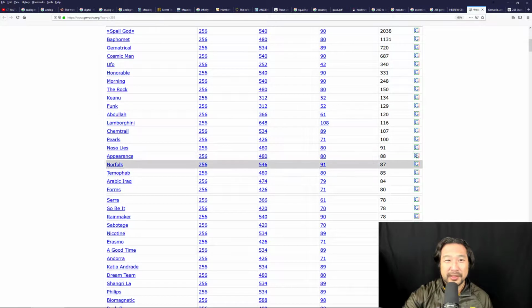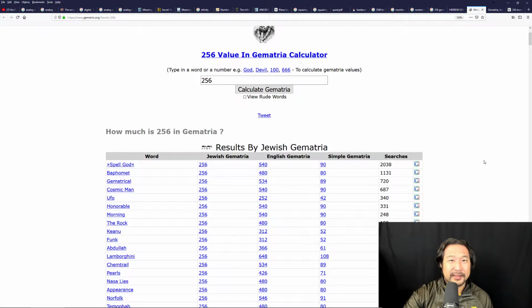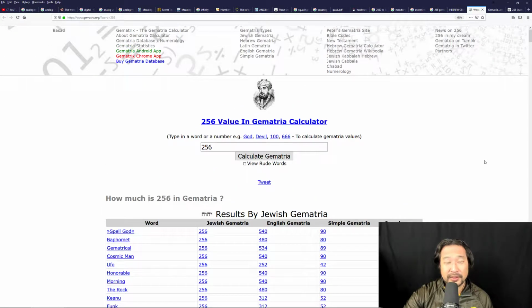I mean, I don't know anything about gematria. I don't put too much credence into it. Sometimes I think it's interesting. I think there are patterns to it, which I think some people put together on purpose. So that's something definitely to look into.